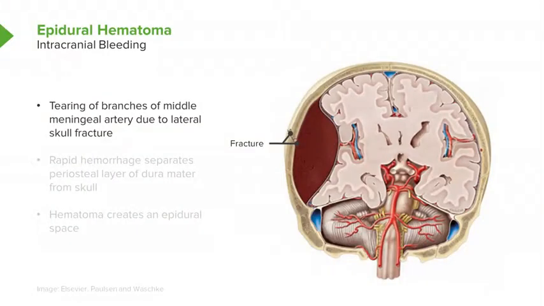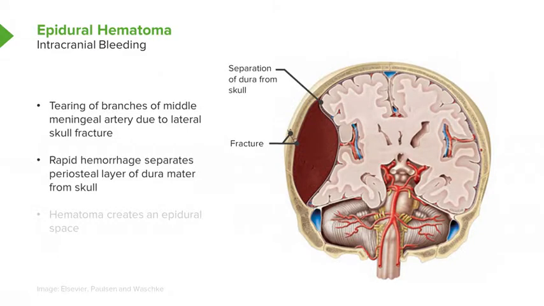Here we see a section through the skull demonstrating an epidural hematoma. Here we can see the fracture of the skull right in through here on the lateral side. And as a result of that fracture, the middle meningeal artery has been severed. And because this is under high pressure, you'll get a separation of the dura away from the skull. And you see the fairly large, substantial bleed here within the cranial cavity.